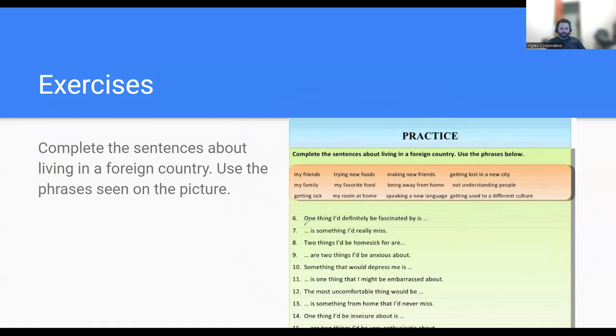So for example, you can say, one thing I would definitely be fascinated by is, maybe making new friends, right? Maybe not understanding people. I don't think this would be a good answer, guys, because not understanding good people is not something that you should be fascinated by, right? Speaking a new language. All right, a new language. So follow, guys, the example that I gave you before.